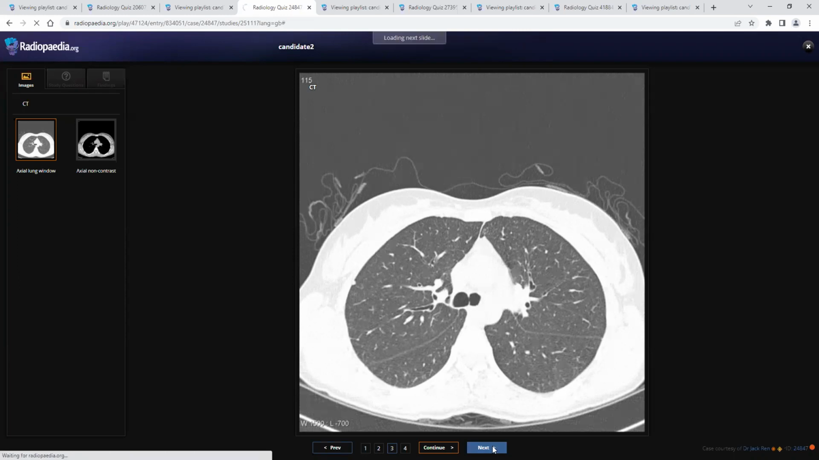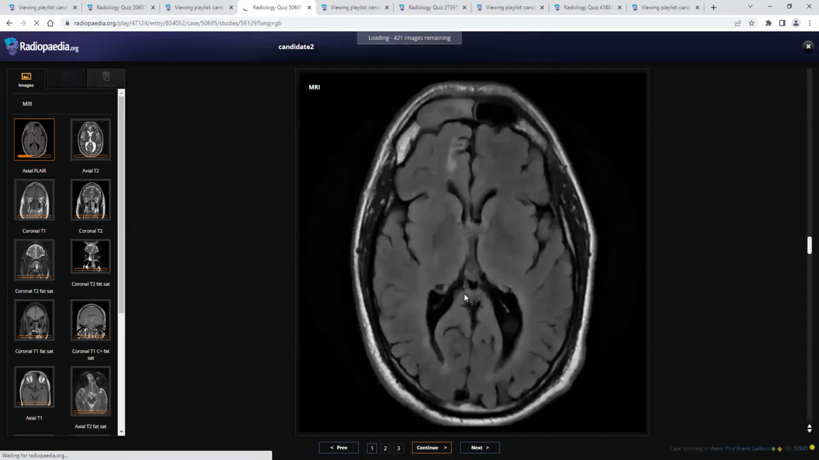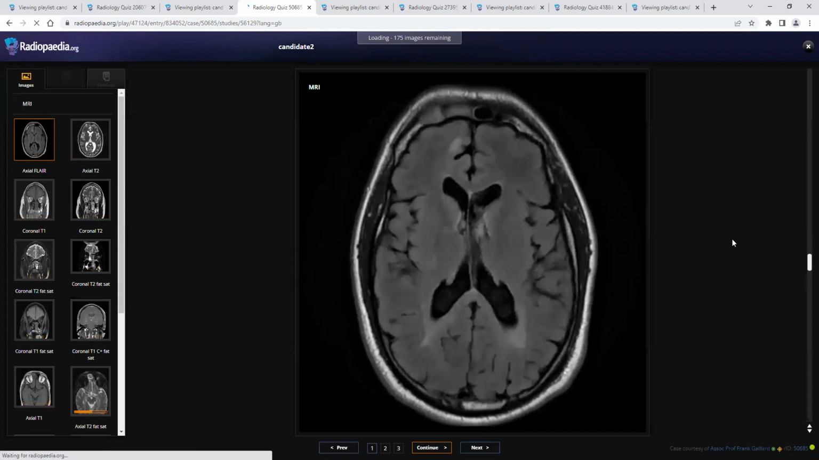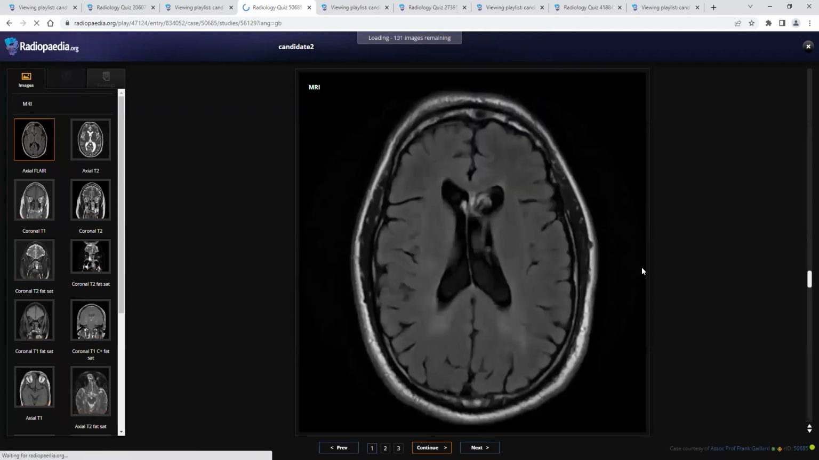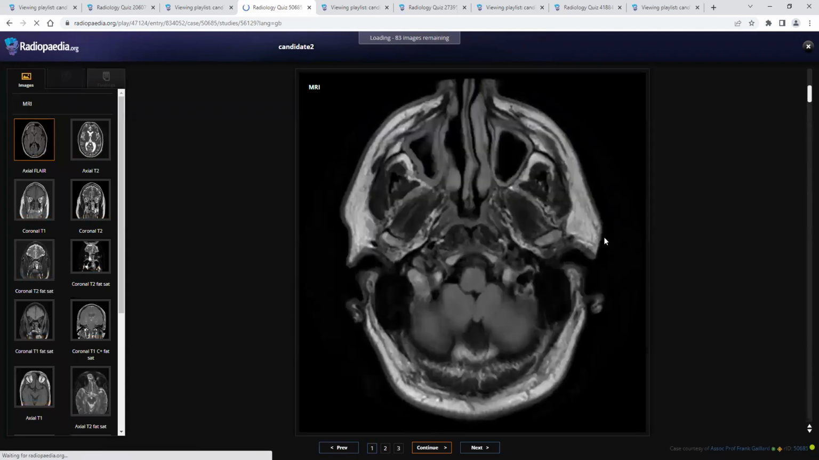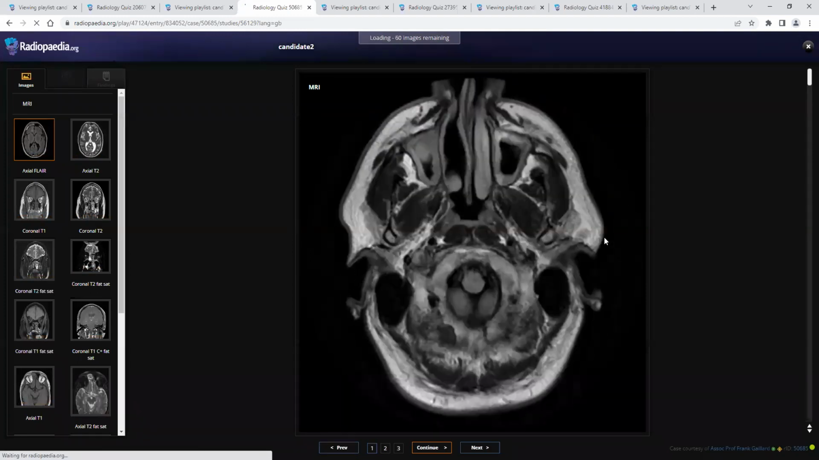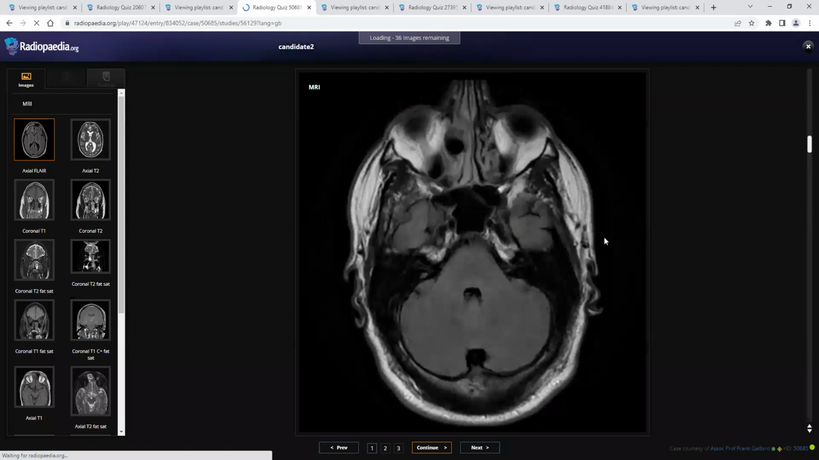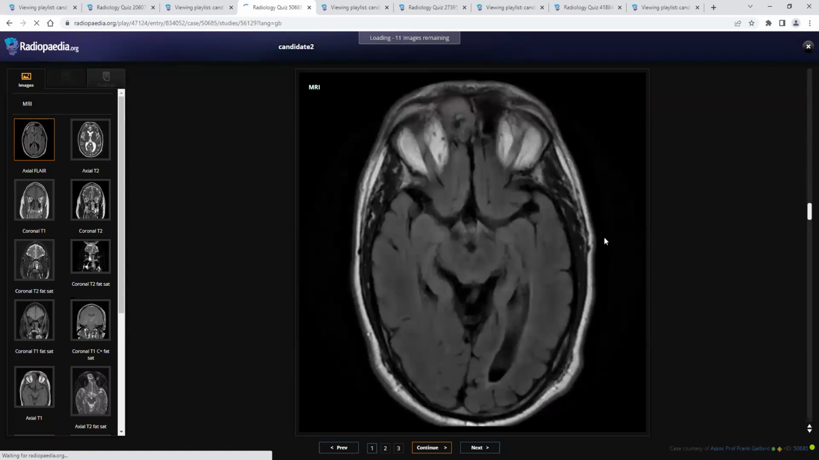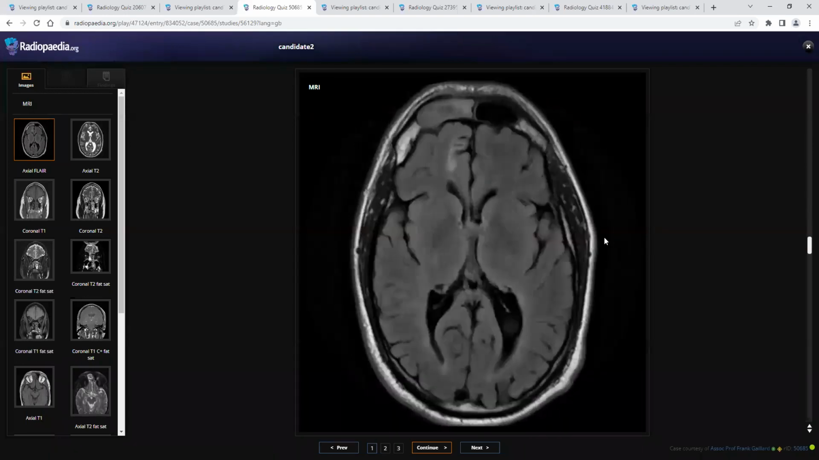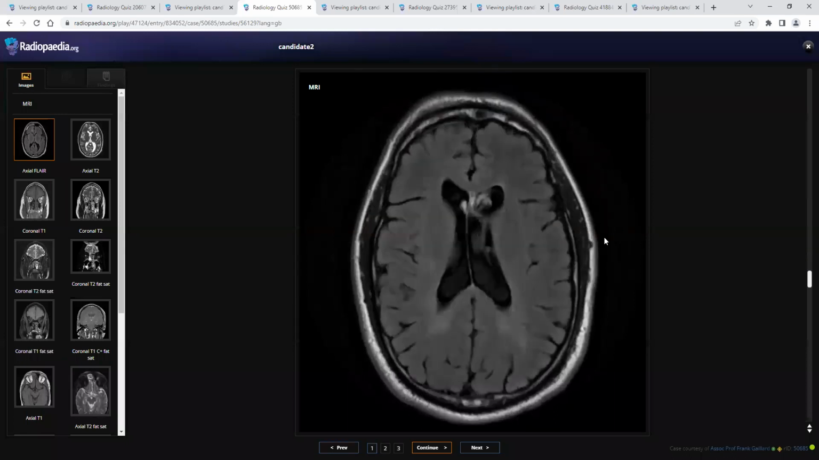Next case. These are a series of CT MR images. You just click on the center of the image and start scrolling. You can take the series also. Presented with headache, and this is MRI of the brain.